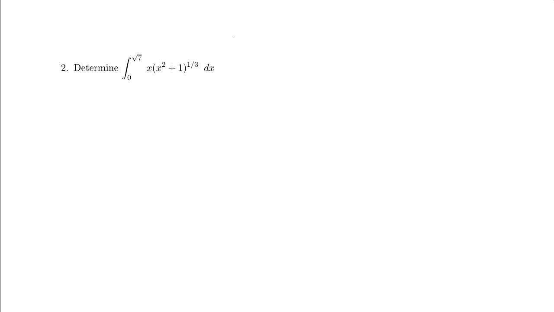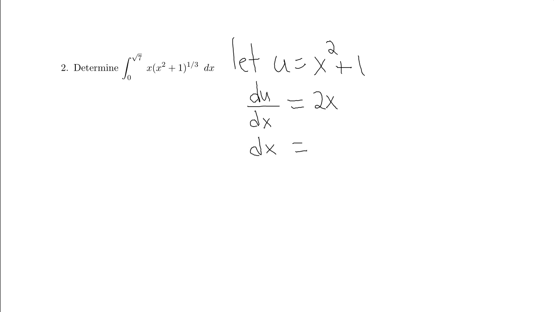And the rule of thumb for how we choose our u says to take the inside of the more complicated part. That should be our first attempt at choosing a u. So the inside of our cube root is this x squared plus 1. So I'm going to choose that as my u. Then du dx, my derivative of u with respect to x, is going to just be 2x. Solving for dx, we get 1 over 2x times du.